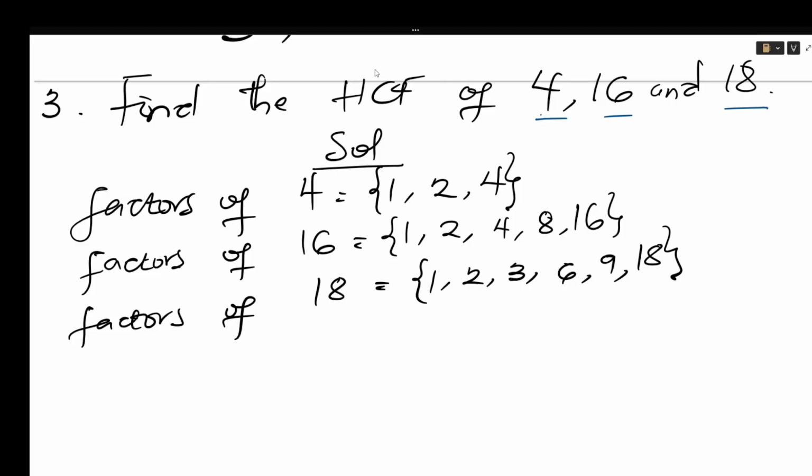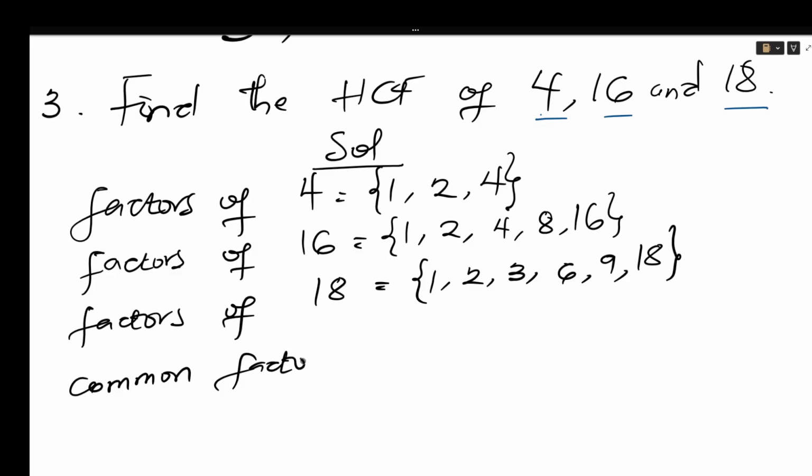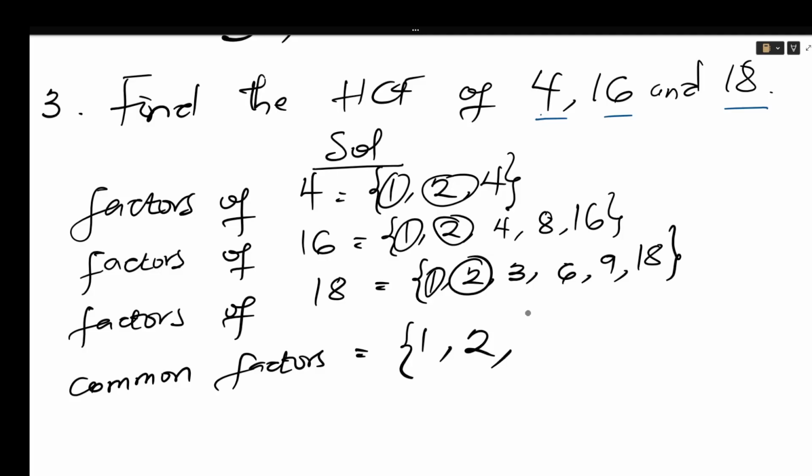The next step, as we all know, is to list the common factors. So we have 1 running across, 1. We have 2 running across, we have 2. Unfortunately, we have 4 in 2, but not the third one. Yes, I don't see any common factors again. So that brings us to the end of the common factors.